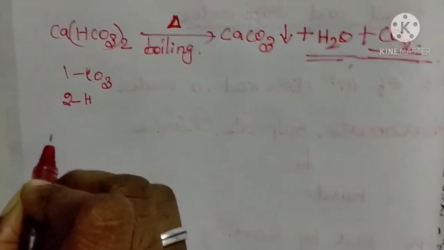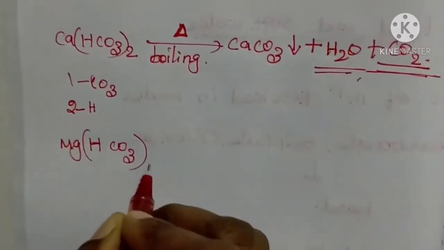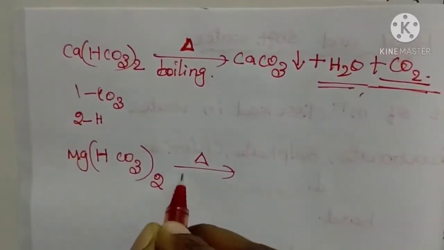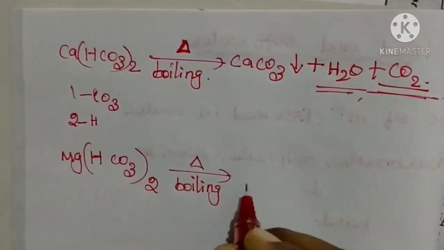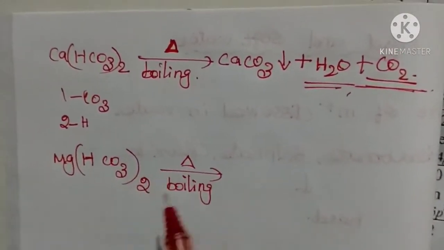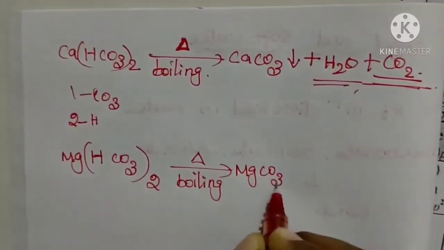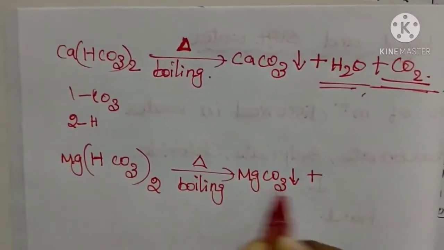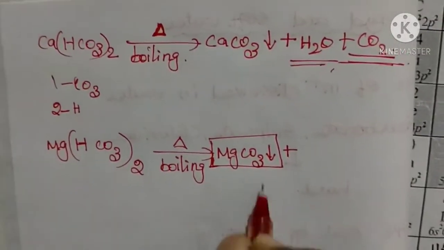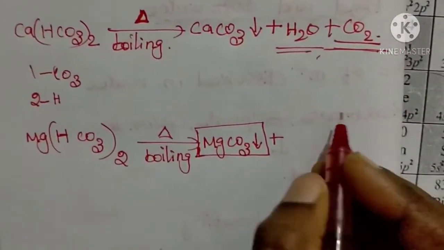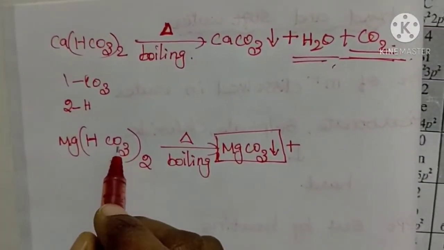Like calcium bicarbonate, magnesium bicarbonate is also treated in the boiling reaction. So magnesium bicarbonate undergoes the boiling reaction. Then it is precipitated out, as in the previous reaction, as magnesium carbonate. So the metal cation is combined with the carbonate. It forms magnesium carbonate as a major product, and it is precipitated out. The remaining ones are the byproducts of this reaction.